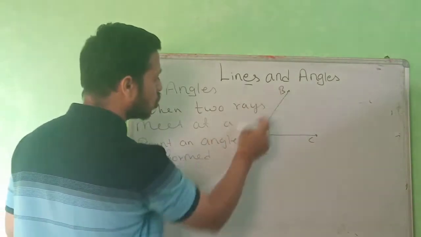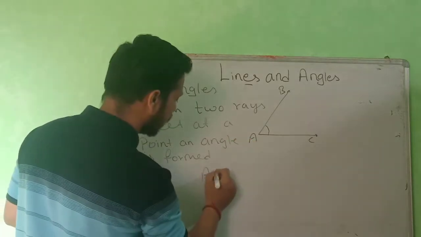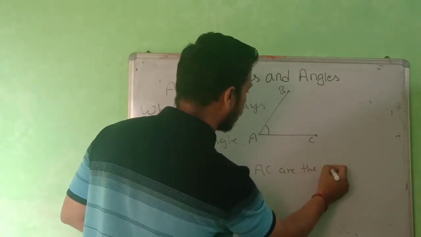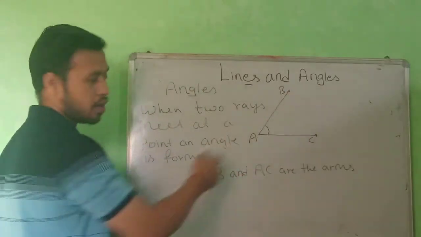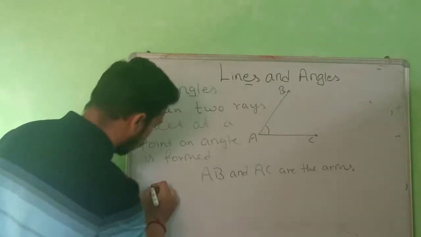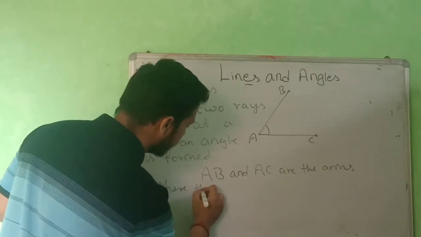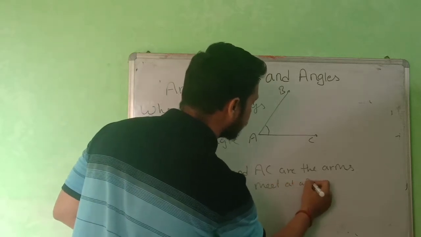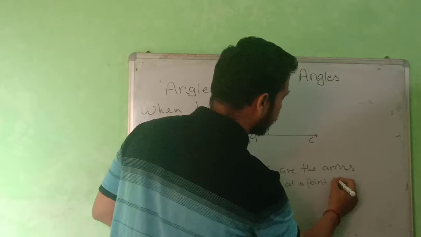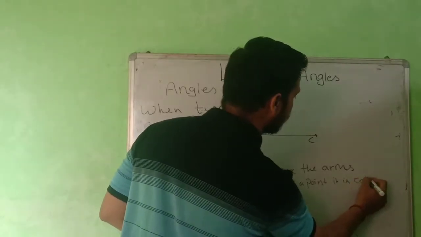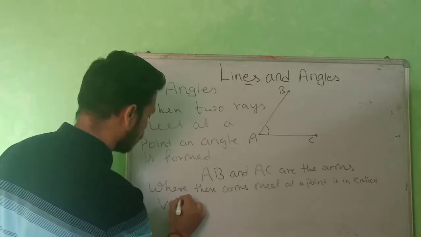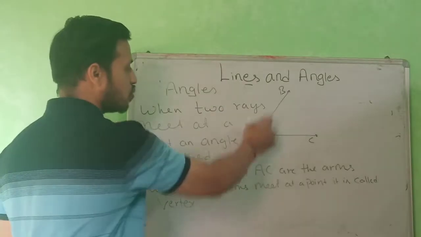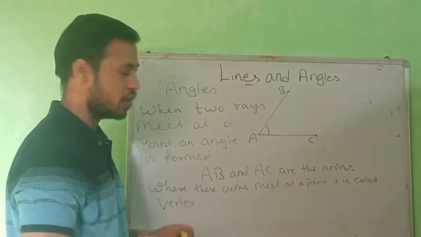Now, these two are called arms. AB and AC are the arms. And where these arms meet at a point, it is called the vertex. Where two rays or two arms meet, it is called the vertex. This point is the vertex.